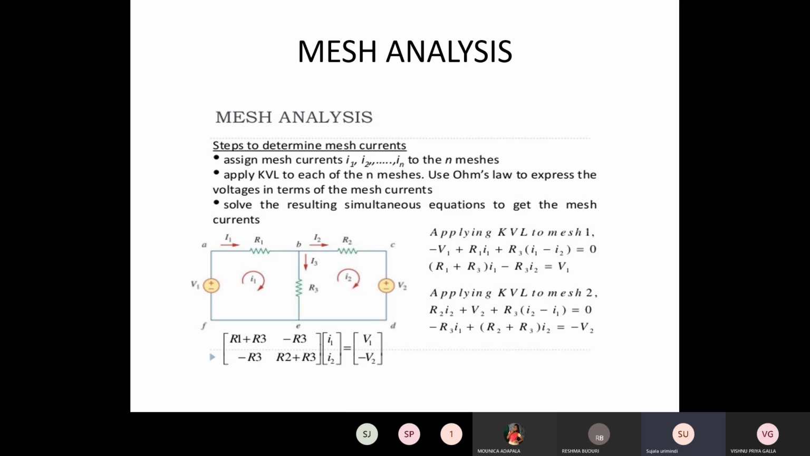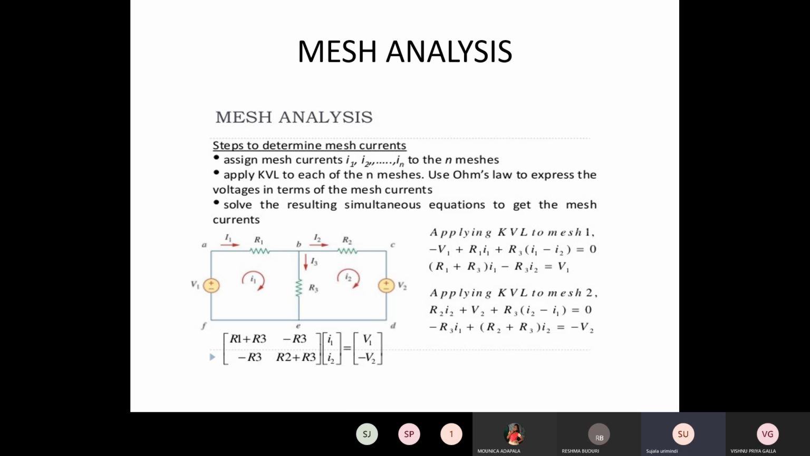Generally, you take one paper and write down this equation. Minus 2 plus V1. When it is a rise of potential, put it as positive. Next, plus 2 minus, minus I1 into R1. I1 into R1. Next, come to here.